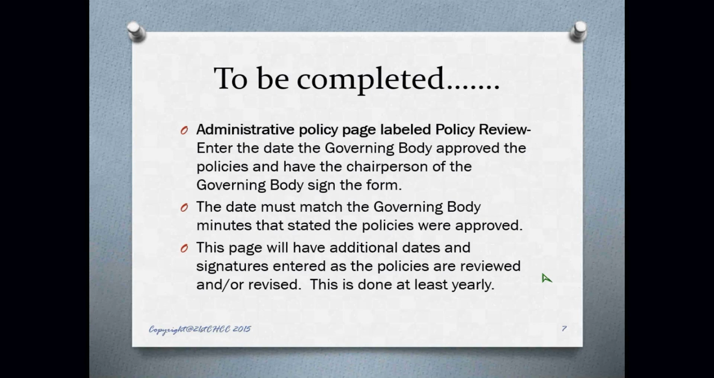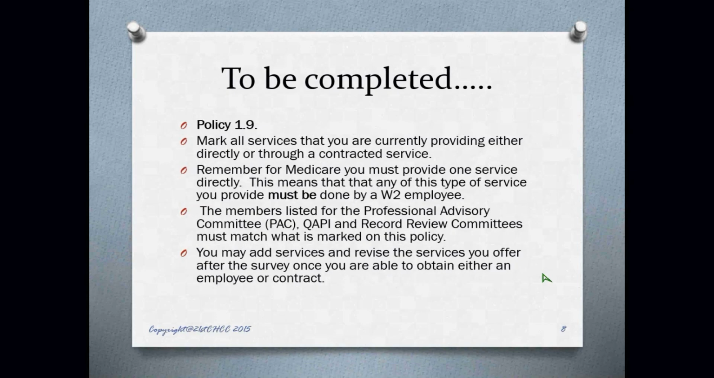The governing body is the one that approves your policies. So anytime the policies are approved and or reviewed, revised, deleted, added, that needs to be reflected in your governing body minutes, and there needs to be a signature and a date on that revision page. Again, we'll be checking that with you when we come. Policy 1.9, again, remember the ones are in your administrative policies.